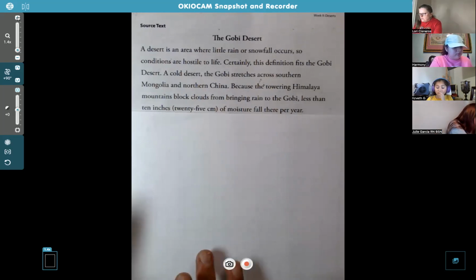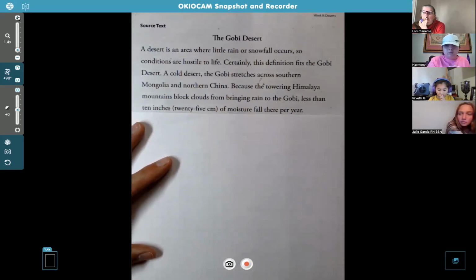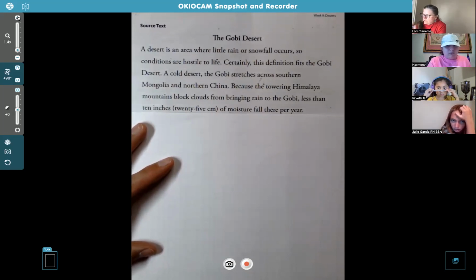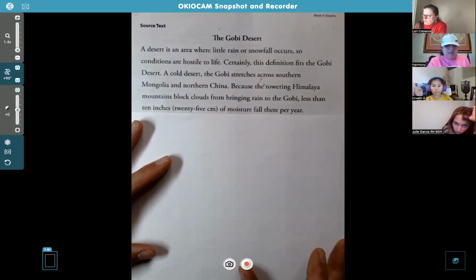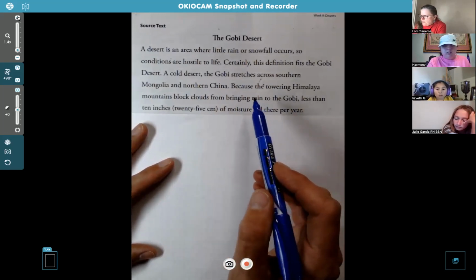Himalayan mountains block clouds. That's kind of cool. She's asking, what do you think is interesting? Himalaya mountains block clouds, bring rain to the Gobi. I agree with that. That's interesting to me too, because I wondered why, but that makes sense, that the clouds, so she's right here.